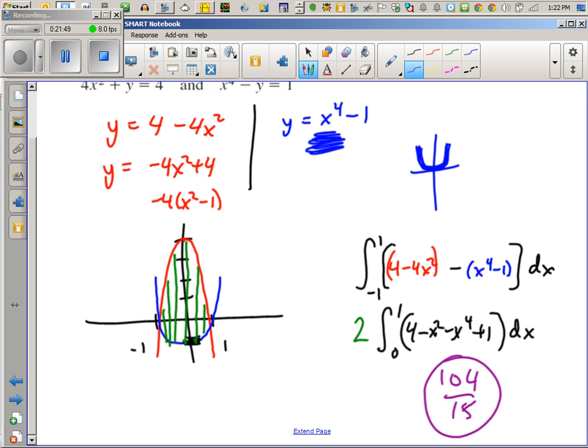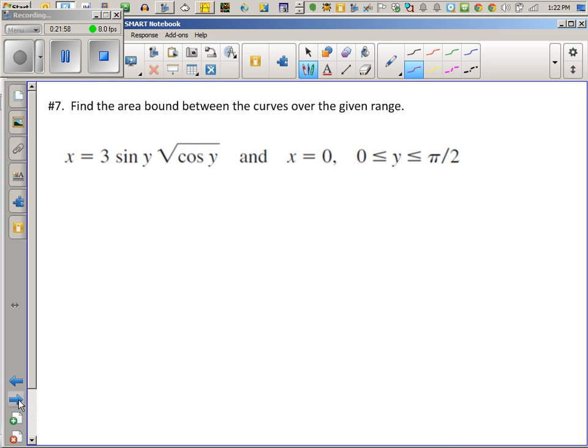104 over 15. It's nice teaching PC because I don't have to go through the steps where I find the antiderivative and plug in the 0 and the 1. Right? You guys got it now. Good. Uh-oh.